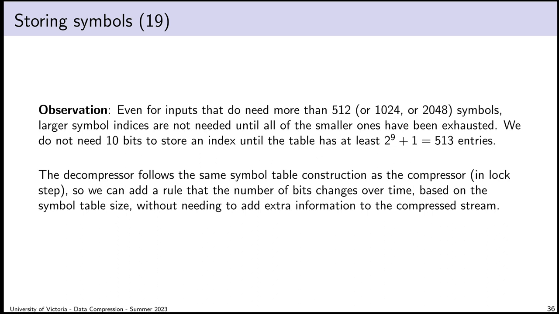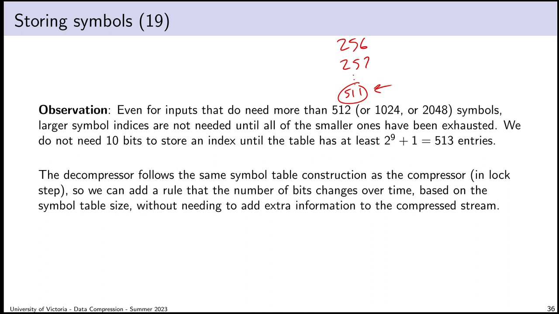So the basic intuition here is, okay, I might need lots of symbols. Maybe I need 1,000 symbols, maybe I need 5,000 symbols, maybe I only need 9 bits per symbol, maybe I need 12, maybe I need 16, who knows? But the symbol table fills up in an orderly fashion. So no matter how many symbols I end up needing, I start with symbol 256, then 257, and I keep going until I hit symbol 511. Until there is a symbol 511 in the symbol table, I will never use a symbol greater than 511, obviously.